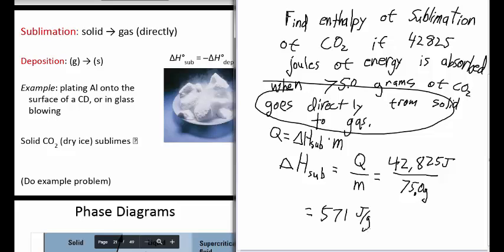And paying attention to our units, we get a joules per gram here. Oftentimes heat is expressed in kilojoules, so we could shift our decimal point 3 places to do a kilojoule per gram number here.